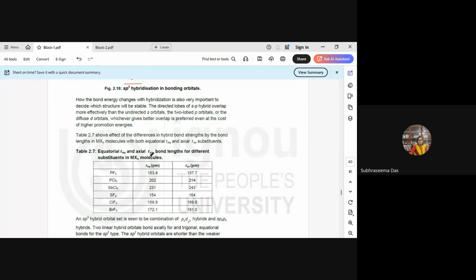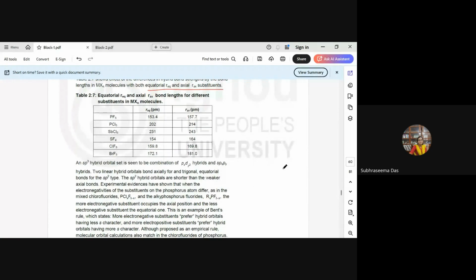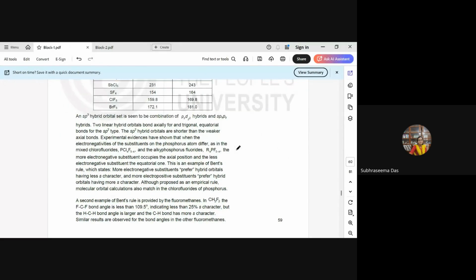In this table we can see the effect of the differences in hybrid bond strengths on the bond lengths in MXn molecules with equatorial and axial substituents. Here it has been given. An sp3d orbital, we know, is a combination of pz and dz² and sp2 hybrids. Two linear hybrid orbitals bond axially, and the trigonal equatorial ones bond for the sp2 type. The sp2 hybrid orbitals are shorter than the weaker axial bonds. It is always known that the sp2 hybrid orbitals give shorter bonds than the axial bonds.